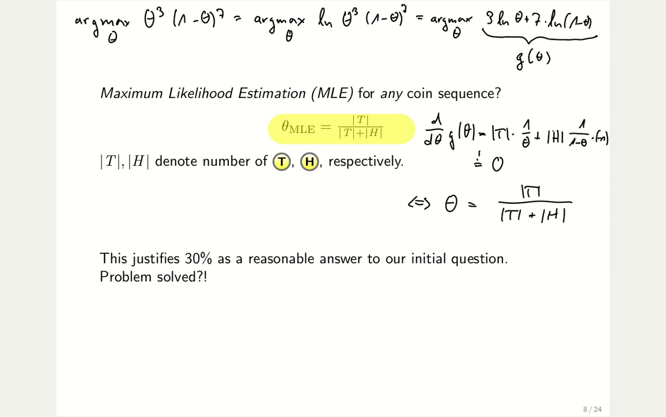Okay? And if you observe this closely, and if you insert the values 3 and 7 from our particular sequence, what you see is that it's 0.3 in our case. Okay? And this is the justification for why 0.3 was a reasonable choice on the second slide. Okay? And this 30% now is justified by the fact that we expect the coin flips to continue as they started. And the sequence that we observed so far is most probable for theta equal to 0.3.